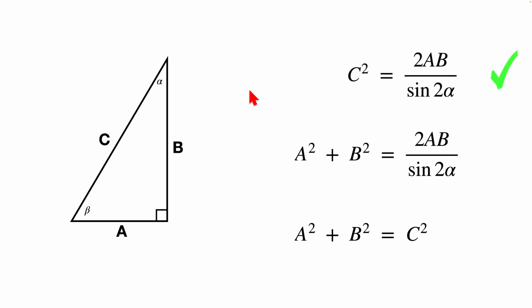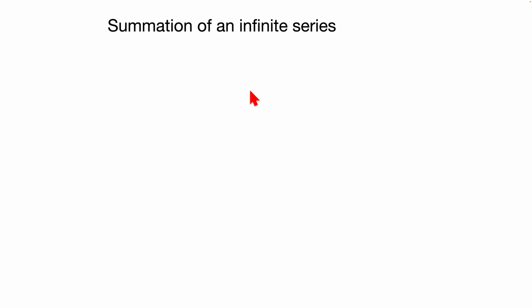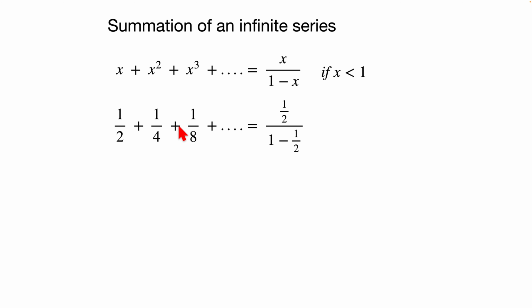Now things start getting a little bit more difficult. We're going to use this equation for the sum of an infinite series: x plus x squared plus x cubed, on and on and on, is equal to x over 1 minus x if x is less than 1. That's required, because these terms, powers of x, have to get smaller and smaller. Otherwise it doesn't sum.